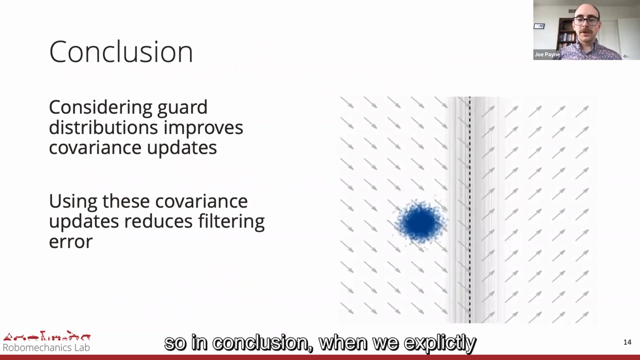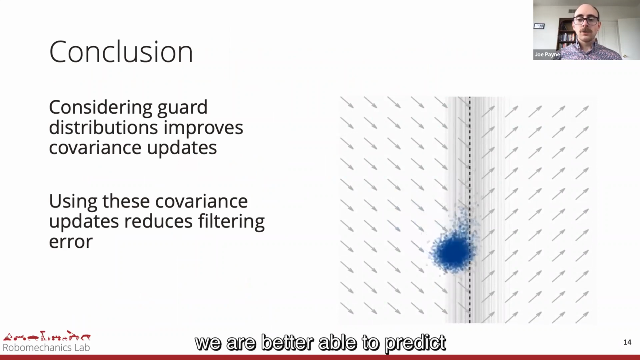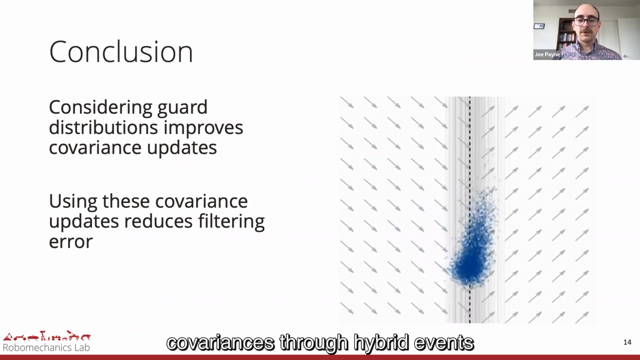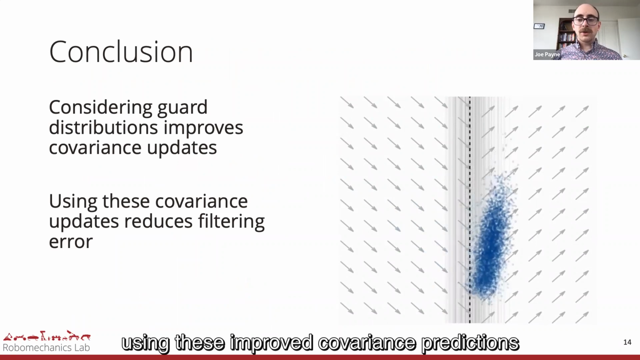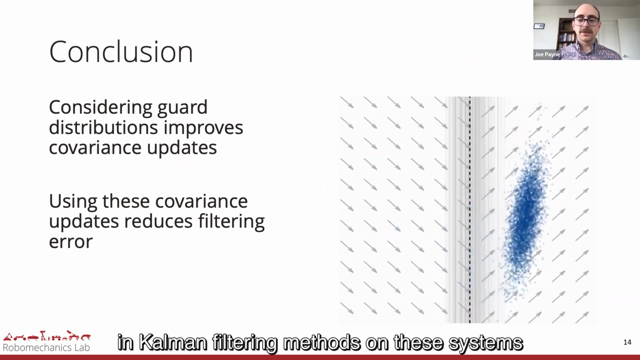So in conclusion, when we explicitly consider structural uncertainties in guard locations and reset maps, we are better able to predict covariances through hybrid events. Using these improved covariance predictions, we get better tracking accuracy in Kalman filtering methods on these systems.